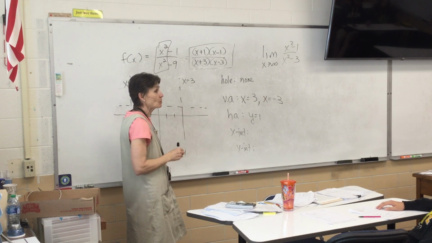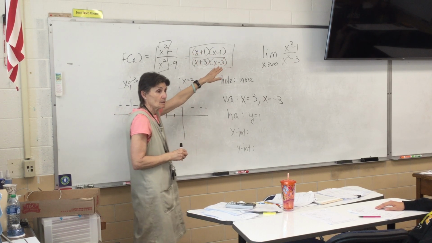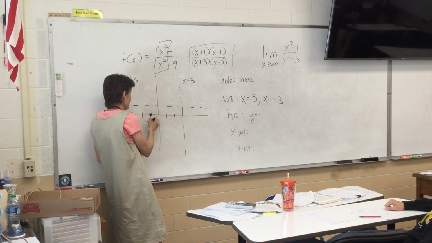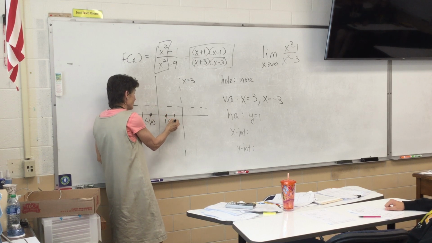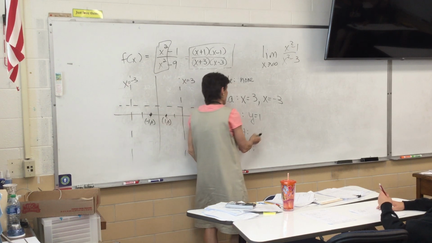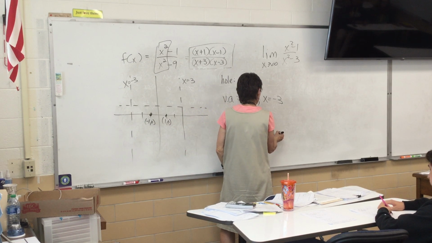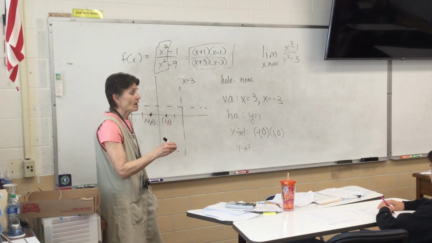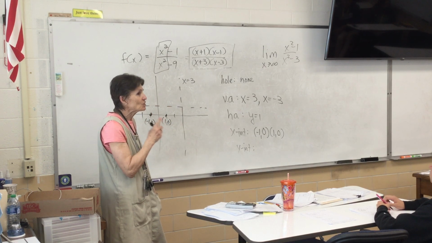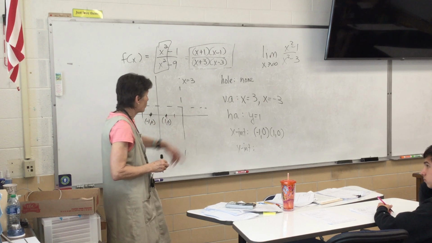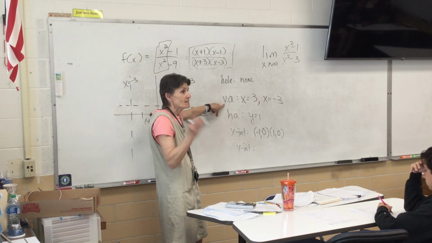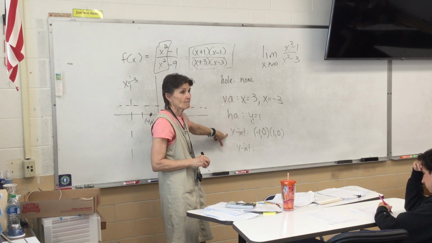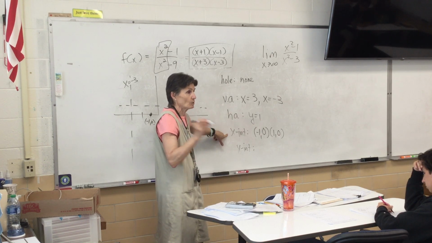Now what happens if I set the numerators equal to 0? The numerators equal to 0 give me x equals -1 and +1. Those are my x-intercepts. My x-intercepts are (-1, 0) and (1, 0). If I can't remember this, I am making good notes, and I'm saying, where do vertical asymptotes come from? Set the denominator equal to 0. Where do x-intercepts come from? Set the numerator equal to 0.